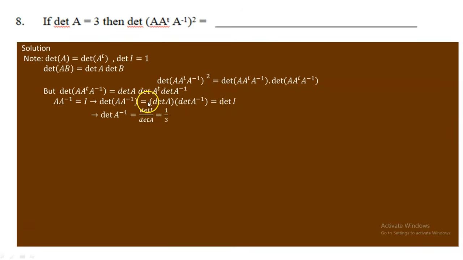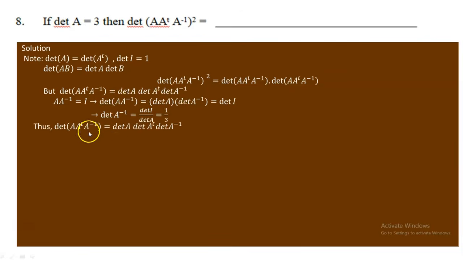What I did here is I just brought this one to this side. And we know that the determinant of the identity matrix is 1, as I said earlier, and the determinant of A is 3, because it's already given for you here. So the determinant of A inverse is already obtained, so everything is now obtained, so we can plug everything here.